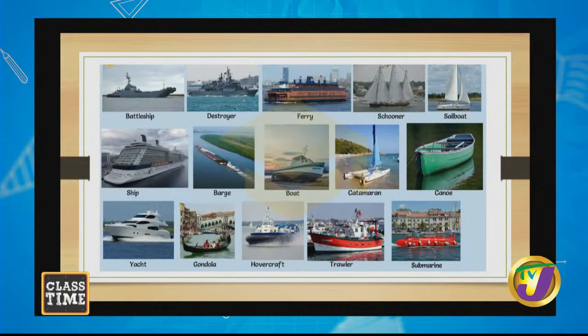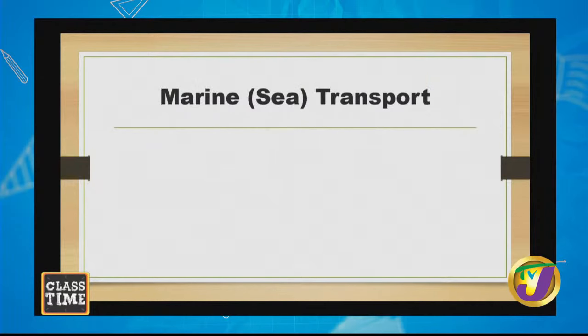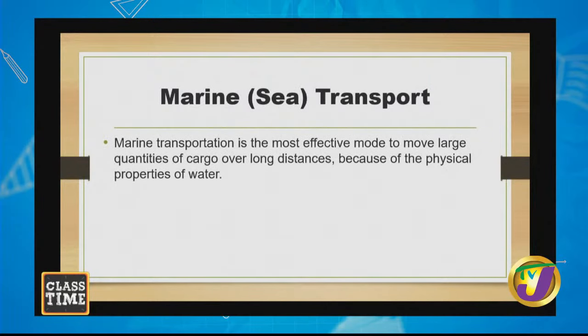And of course, we have maritime or sea transport, a major form of transportation within the logistics and supply chain operation. Now, marine transportation is the most effective mode to move large quantities of cargo over long distances, right? Because of the physical properties of water. So you know that water is buoyant, so it allows the ships to take very heavy loads.